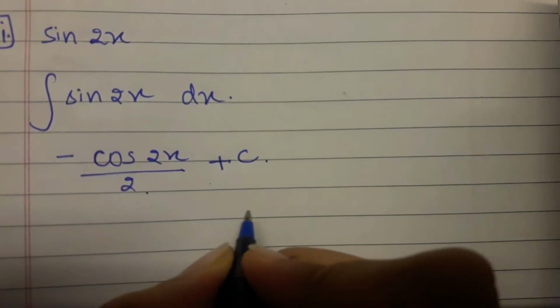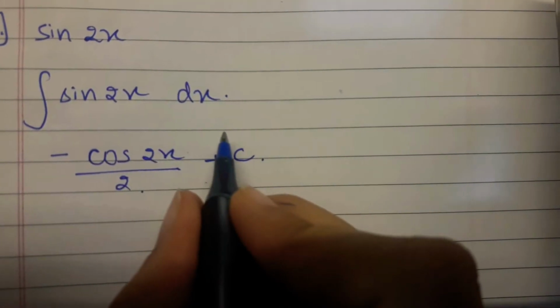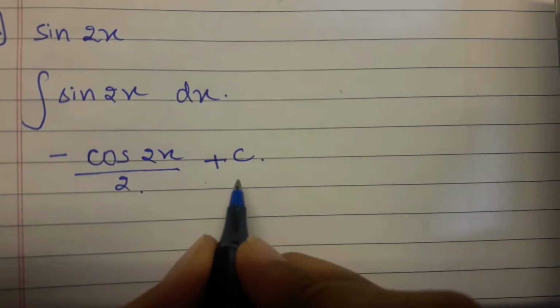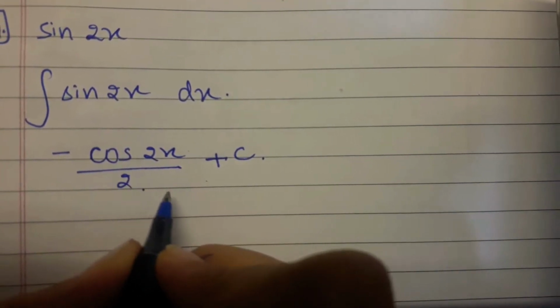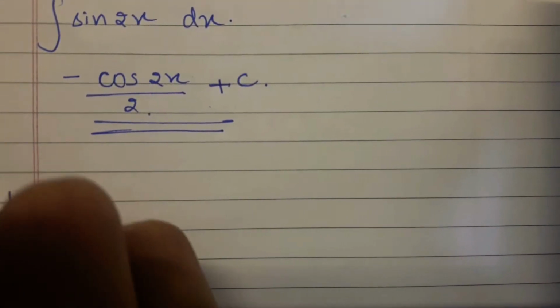Also remember to add a plus c. This c indicates the constant. When we differentiate this entire term, this turns to 0. That's why the final answer is minus cos 2x by 2 plus c. Now let's move on to the next question.